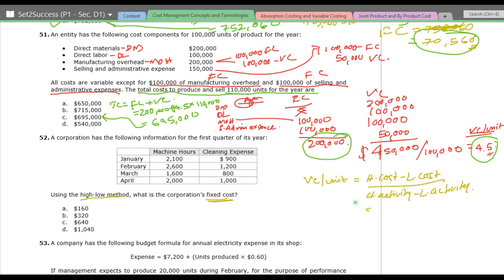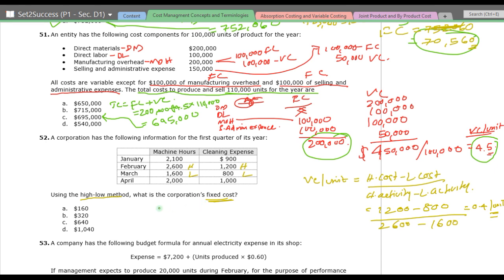So this is the highest activity, this is the lowest activity, this is the highest cost, and this is the lowest cost. So highest cost is 1200 minus 800, highest activity is 2600 minus 1600, that comes to 0.4 per unit. So the variable cost is 0.4 per unit.